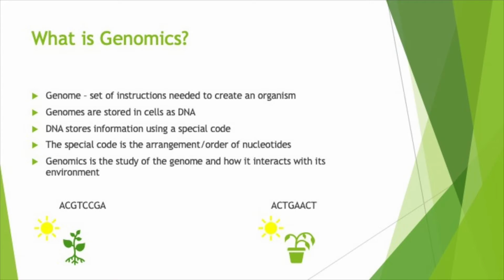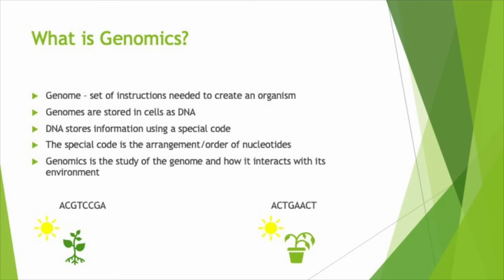So, what exactly is genomics? A genome is the set of instructions needed to create an organism. It's basically the cookbook for making the desired product, whether that desired product is a plant, a human, an animal, or anything else. Genomes are stored in the cell as DNA, and DNA stores the information needed to create the organism using a special code. This special code is the order of nucleotides.